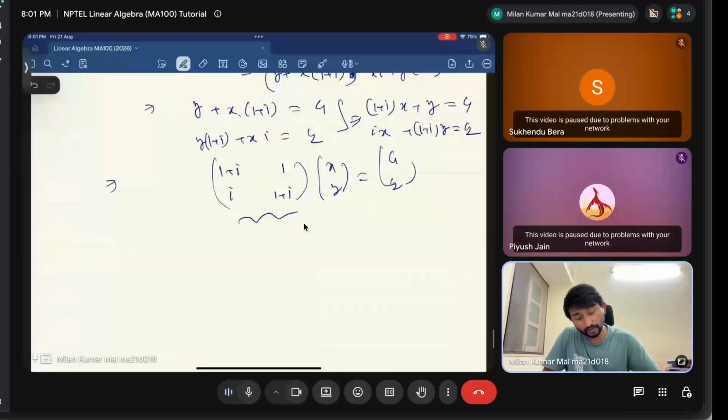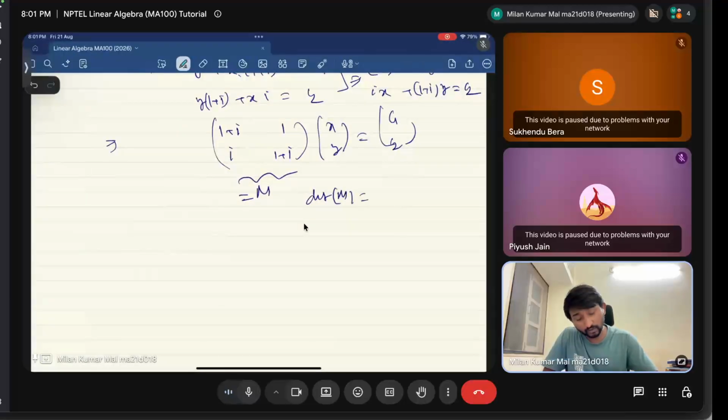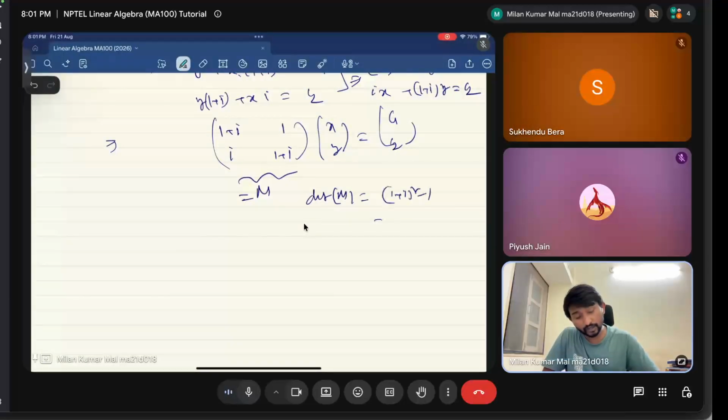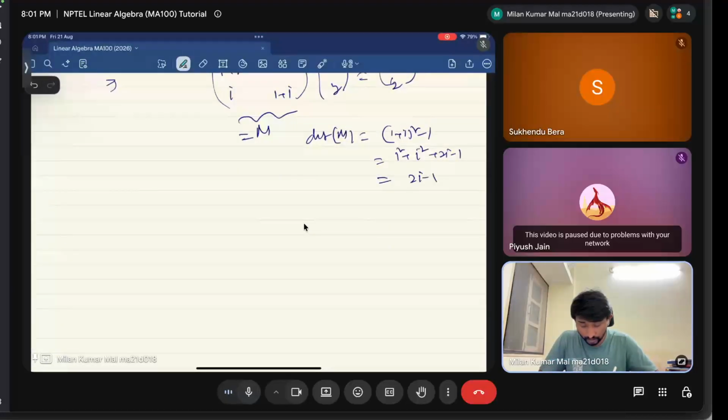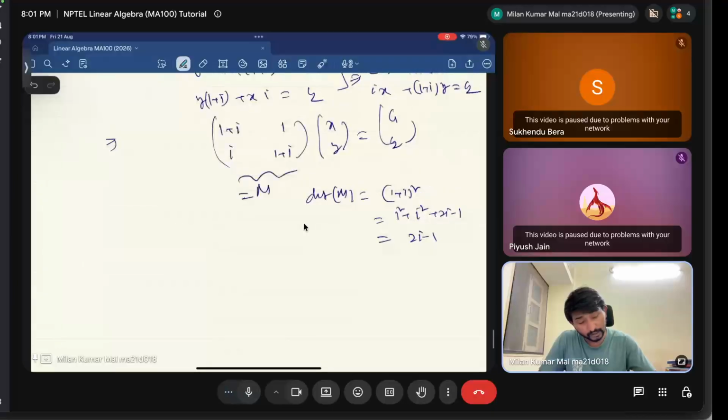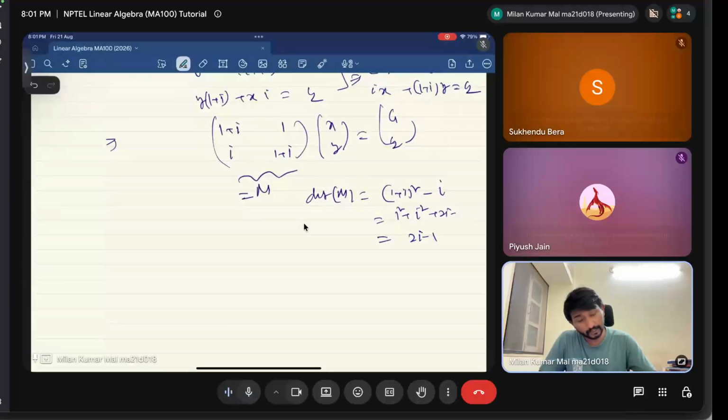So what is the determinant of M? Determinant of M is equal to (1 + i) squared minus 1, that will be 1 squared plus i squared plus 2i minus 1. i squared is equal to minus 1, so the 1s cancel out, it will be 2i minus 1. No, I think there is an issue. This is i, not minus. This is i. This is minus i. So this will be minus i. This will be i. Okay. That is not equal to 0. So M is invertible.